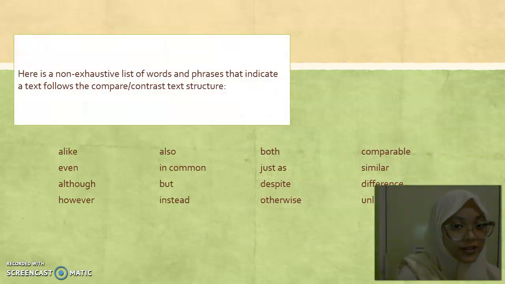Here is a non-exhaustive list of words and phrases that indicate a text follows the compare or contrast text structure.